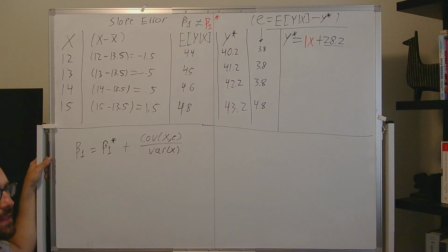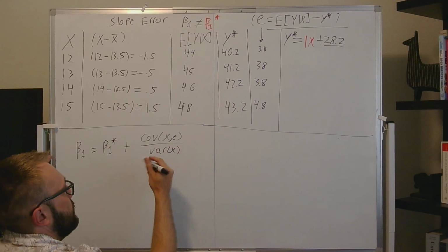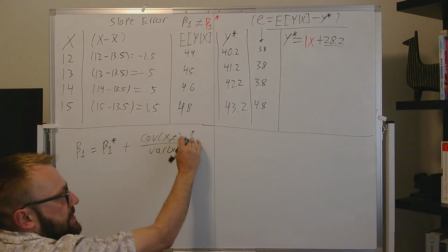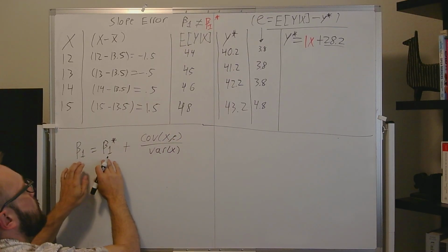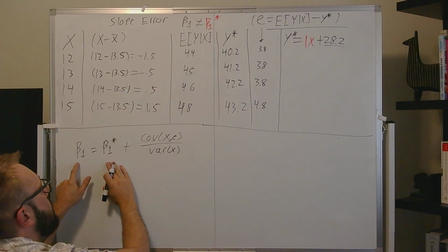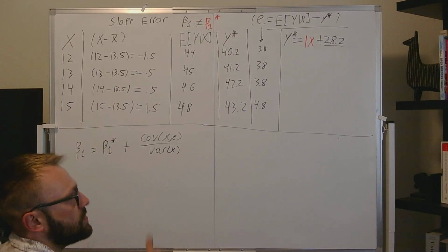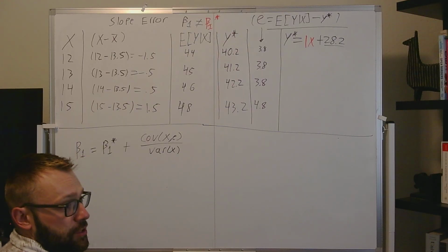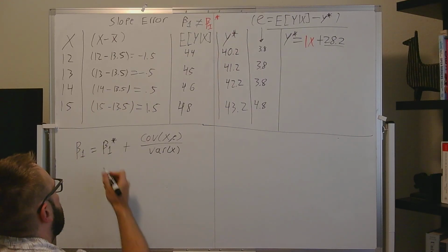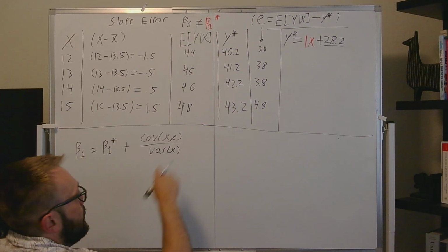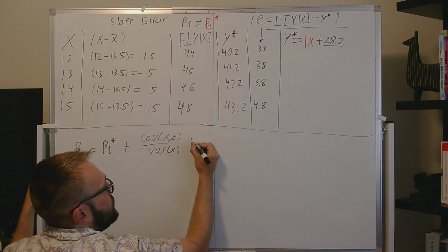Now, the interesting thing here is if this slope is correct, this has to be 0, so that should be obvious. Then we're just left with, okay, beta 1 equals beta 1 star. That is, the true slope equals the slope that we calculated for our regression.